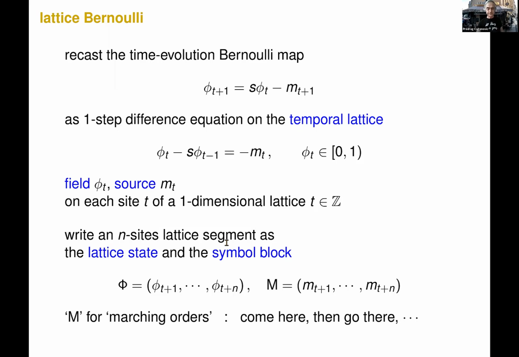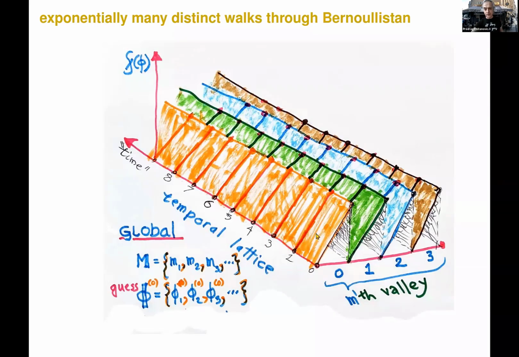So this figure might not be very useful to you, but the way I think about it, there is a temporal lattice, just a lattice, and at each lattice site, there is a discrete instruction saying there's a bunch of values here and I have to be one of these values. And then there is a law, which in this case is a Bernoulli law, that tells me what the field is on that site. And then I'm supposed to walk through Bernoullistan. This is this landscape.